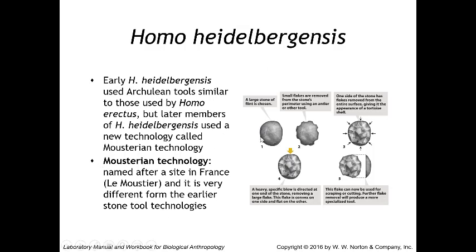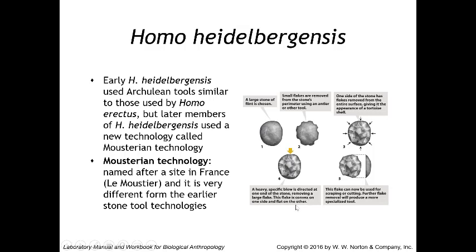So with Mousterian tool technology, you have a large stone of flint. You choose that. Flakes are removed from the perimeter using an antler or another tool. Once the side of the stone has flakes removed from the entire surface, it gives it the appearance of a tortoise shell. Then a heavy, specific blow is directed at one end of the stone, removing a large flake.